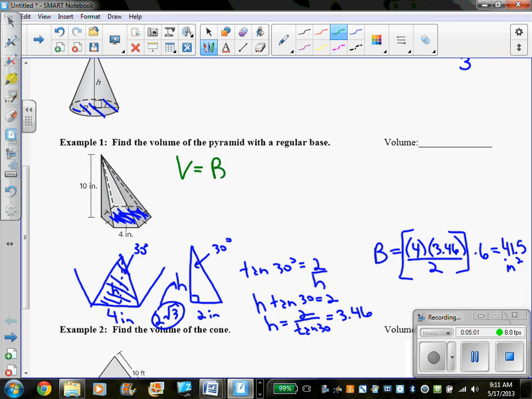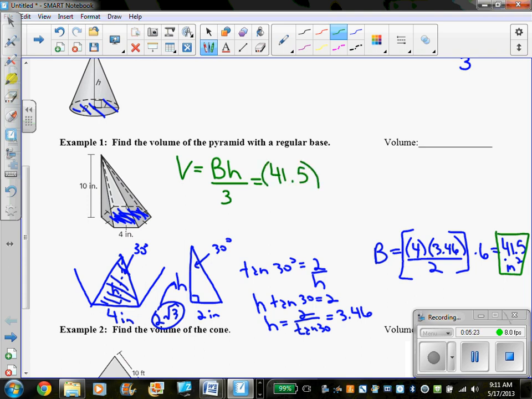The volume is equal to the area of the base times the height of the pyramid divided by, not 2, 3. And again, that's kind of how I do it, just because I don't like having to multiply things by 1/3. The area of the base we have over here, which is the hexagon, 41.5, times the height of the pyramid.